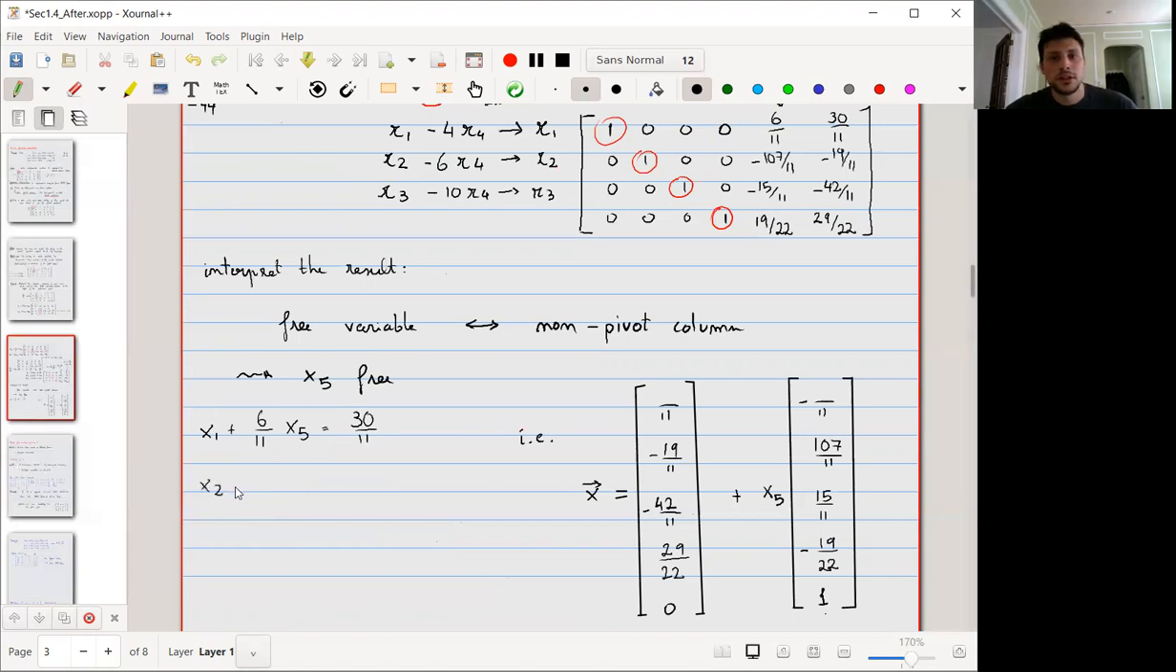x2 minus 107 over 11 x5 is equal to minus 19 over 11. x3 minus 15 over 11 times x5 is equal to negative 42 over 11. And x4 plus 19 over 22 times x5 is equal to 29 over 22. Sorry.